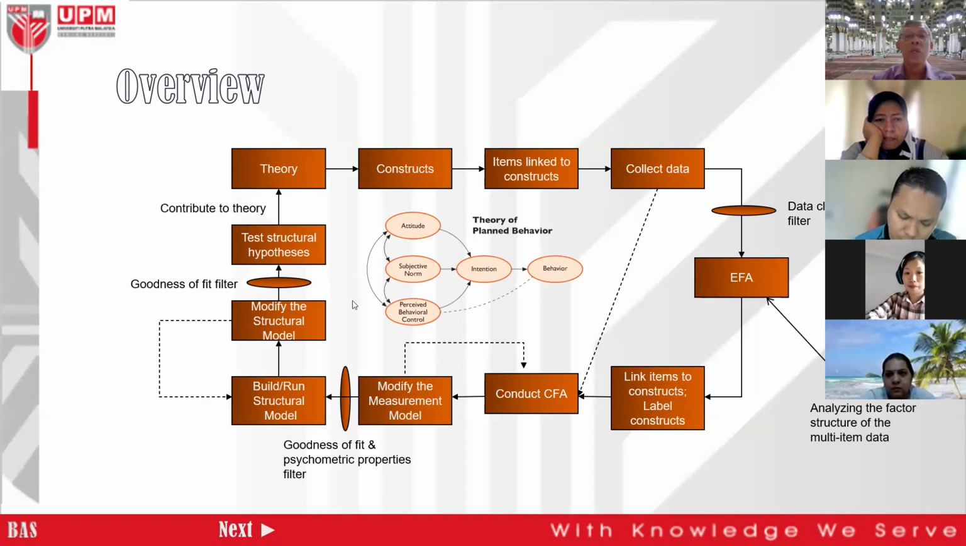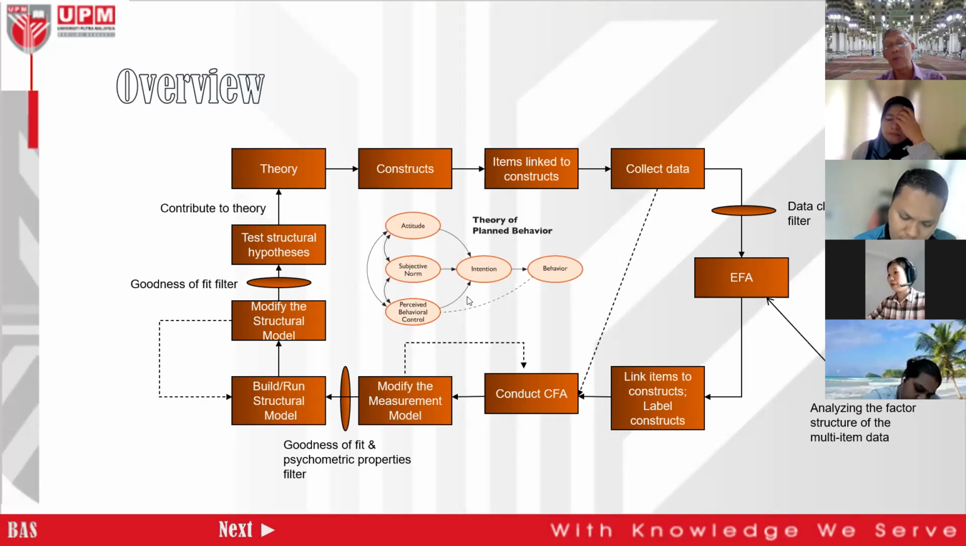So, what are the variables? We have attitude, subjective norm, and perceived behavior control as the independent variables, and we have intention as the mediating variable. That means when we run the CFA, we run the CFA for each individual construct separately. We run it for attitude, for subjective norm, for perceived behavior control, for intention, and finally for behavior, independently. It needs to be done separately, not combined together.